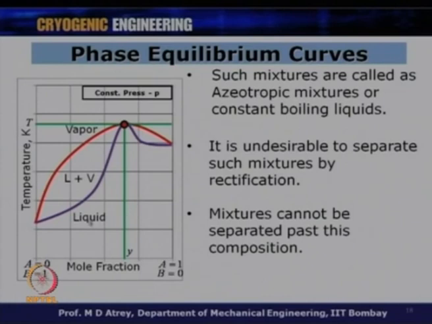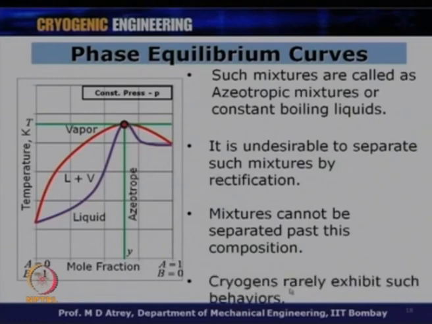So, below a particular mole fraction, if you have a mixture, then one can separate it, because in the vapor region and the liquid region you can see the vapor and liquid separated out. But on the right side of this molar fraction, the material behaves as if there is only one component, and therefore it cannot be separated on the right side of it. Cryogens rarely exhibit such mixtures. We will not come across this situation in cryogens, and therefore they will not be taken up.